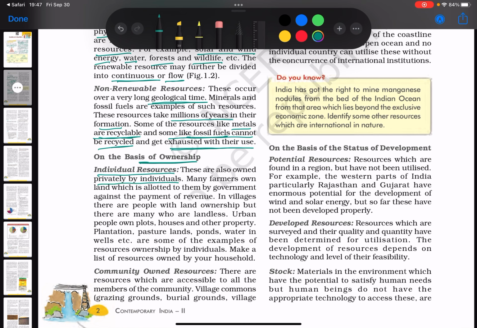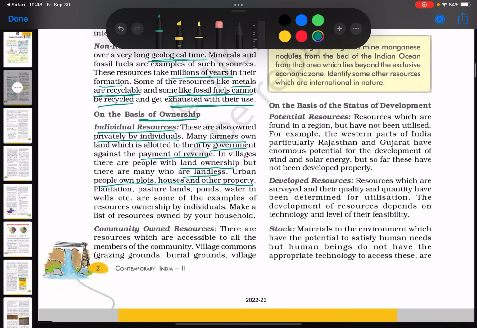For example, many farmers own the land which is allotted to them by the government against the payment of revenue. So in villages there are many people with land ownership, but then there are many who are landless. Urban people own plots, houses and other property. So the idea here is that land is a resource that could be owned by an individual, whether a farm or a plot or a house or any other property.